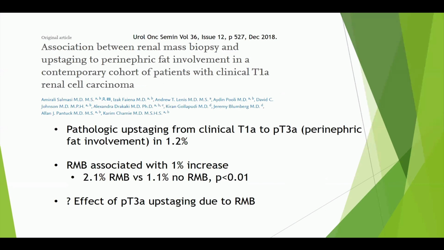This concept of tumor tract seeding within the perinephric fat may manifest as pathologic upstaging. In a review of the National Cancer Database from 2010 to 2013, approximately 24,000 patients underwent surgery for clinical T1A lesions. There was pathologic upstaging to T3A perinephric fat involvement occurring in 1.2%. This rate of upstaging was 1.1% in the no biopsy group, compared to 2.1% in patients who underwent renal mass biopsy. In other words, renal mass biopsy was associated with a 1% increased rate of upstaging to perinephric fat involvement. This effect is small and with unclear clinical significance, as the impact on overall survival and cancer-specific outcomes are unknown.